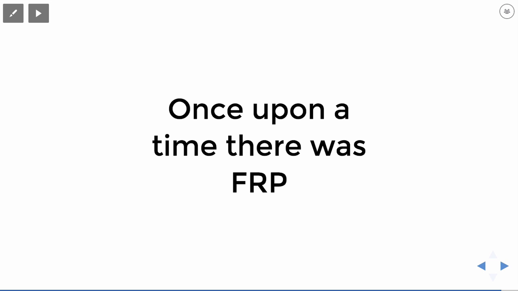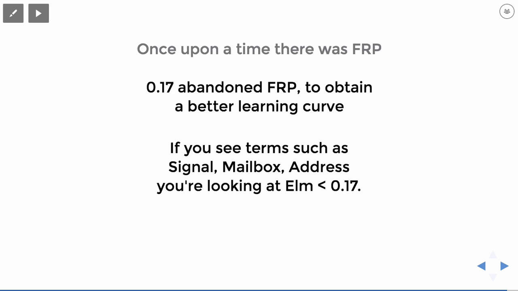So as we said, 0.16 was about functional reactive programming, and it's no more. The thing that 0.17 got over 0.16 is that it's got a better learning curve. People always used to get stuck when they were about to learn about mailboxes and addresses. So you don't have to worry about those things anymore, and if you see them, you're looking at Elm which is before 0.17.